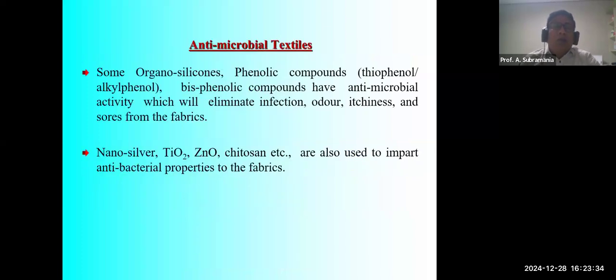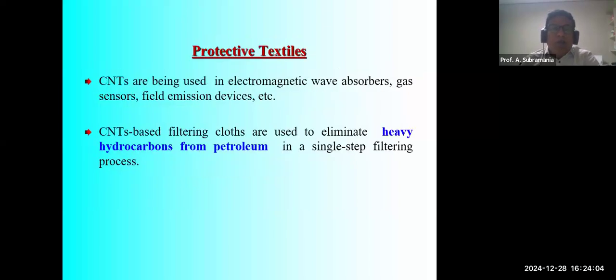Then antimicrobial textiles. Some organosilicons, phenolic compounds, and bisphenolic compounds have antimicrobial activity which will eliminate infection, odor, itchiness, and sores from the fabrics. Then nanosilver, TiO2, zinc oxide, hydrogen, etc. are also used to impart antimicrobial properties to the fabrics.